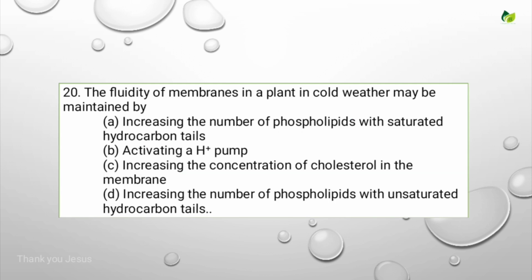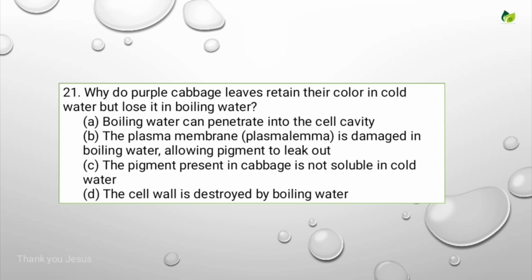The fluidity of membranes in a plant cell in cold weather may be maintained by: increasing the number of phospholipids with saturated hydrocarbon tails, activating an H plus pump, increasing the concentration of cholesterol in the membrane, increasing the number of phospholipids with unsaturated hydrocarbon tails. For this, the correct answer is increasing the number of phospholipids with unsaturated hydrocarbon tails. Let's see the next question.